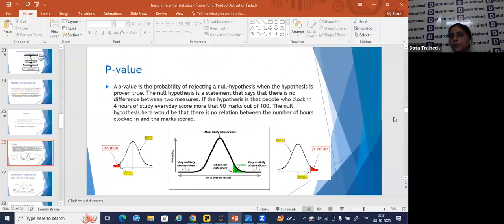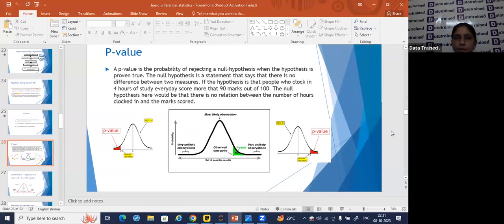When we talk about the p-value, basically it is the probability related to rejecting a null hypothesis when the hypothesis is proven true. The p-value should be greater than 0.05, then only is my null hypothesis true. The alternative is false, the alternative is rejected, and the null hypothesis is accepted.